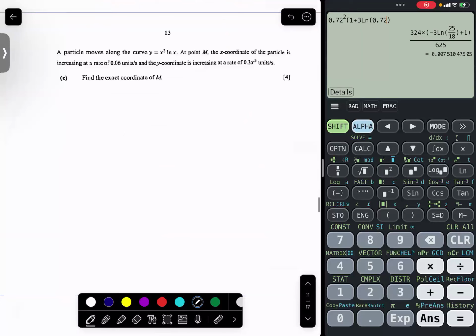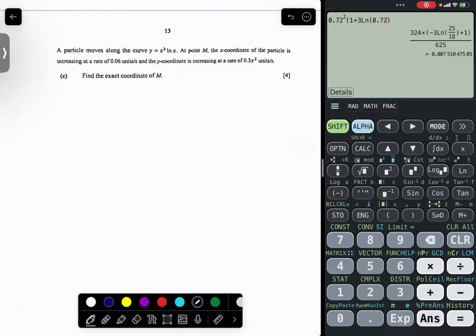A particle moves along the curve y = x³ ln x, which is the equation above. At point M, the x coordinate of the particle is increasing at a rate of 0.06 units per second. So that means the question is telling me dx/dt is equal to 0.06. And the y coordinate is increasing at a rate of 0.3x², so that is dy/dt is equal to 0.3x². Find the exact coordinates of M.